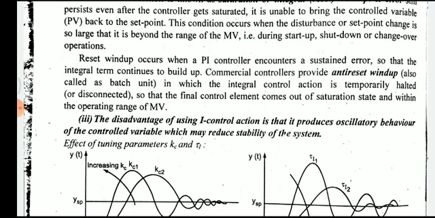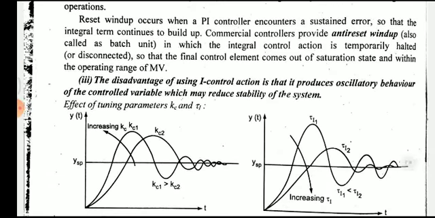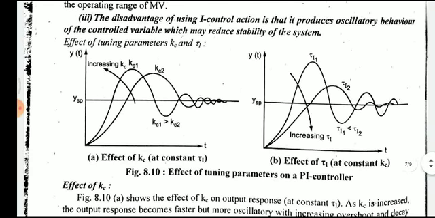The disadvantage of using I controller action is that it produces oscillatory behavior. At that point, whatever oscillation happens in the upward direction, the same oscillation will happen in the downward line too. And this may reduce the stability of the system. So here are the effect of Kc and the effect of tuning parameters tau 1 and Kc.